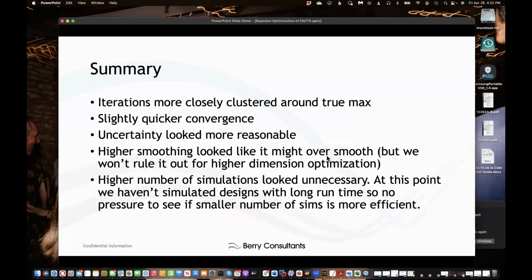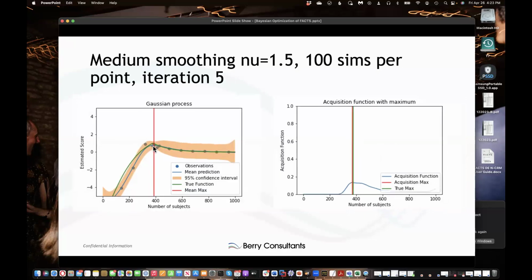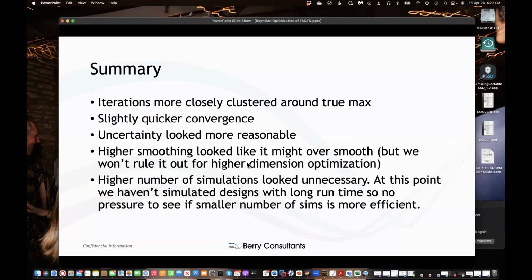Even higher smoothing might over-smooth. Particularly if you smooth too much, it's going to miss out where it's actually going to make the peak unlikely compared to where the mean is. But when we go to much higher dimensions, maybe we will want a greater degree of smoothing.